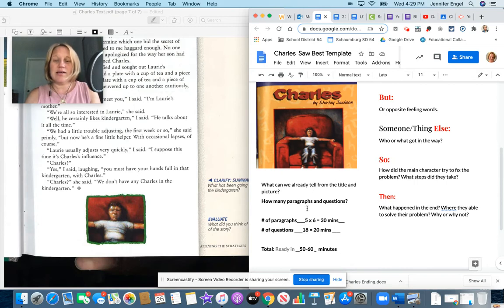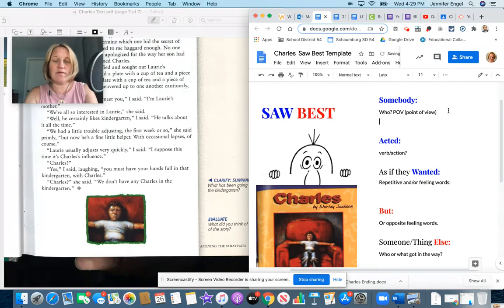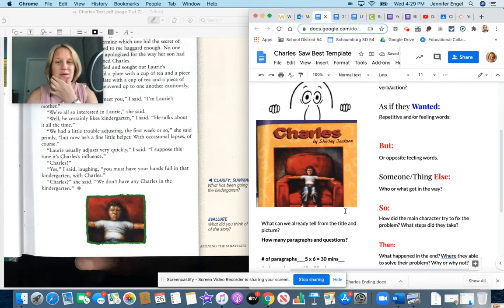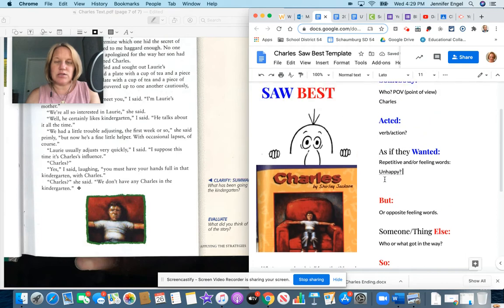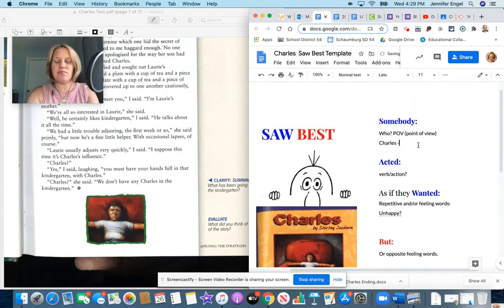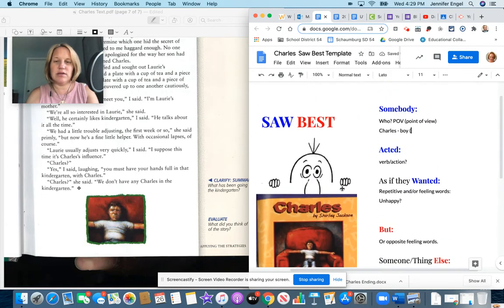Okay, so now that I know this, it says, what can we already tell from the title and the picture? Well, it says Charles, so I'm guessing that my who, and I will clarify this along the way, is probably Charles. He doesn't look very happy, so I might be looking for some feeling words. I might say unhappy, question mark. But I'm not sure what else. Oh, and then also Charles seems to be a boy. I don't know how old he is. He's not that old. Maybe he's like 7 or 8.